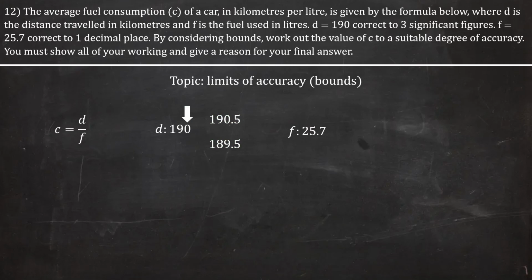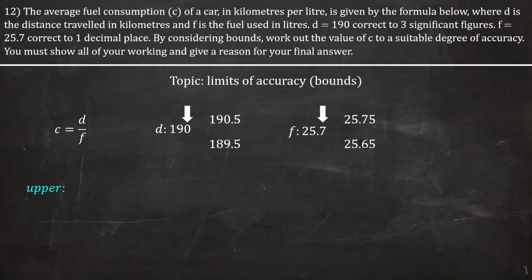F is 25.7 to 1 decimal place. Put an arrow there to indicate, add and subtract 5 from the next place value, so 25.75 and 25.65. So we found the bounds. Now we need to find the upper and lower bounds for C, so using the formula there. So now we have a calculation with bounds.